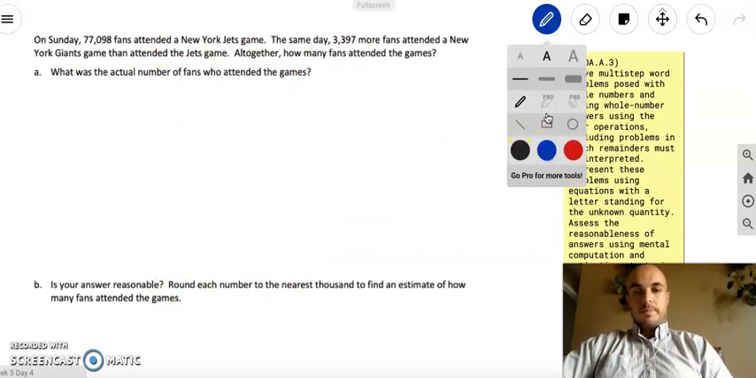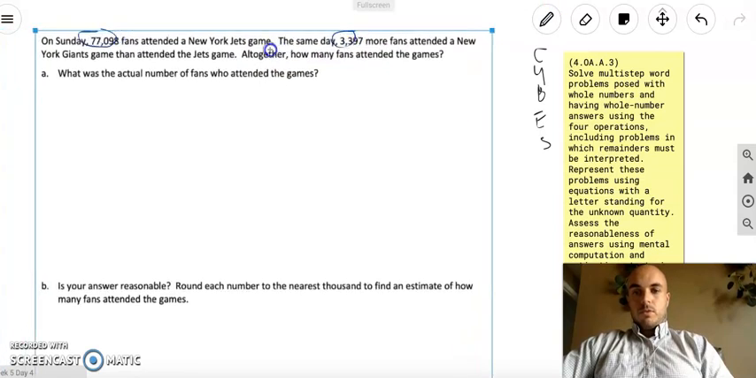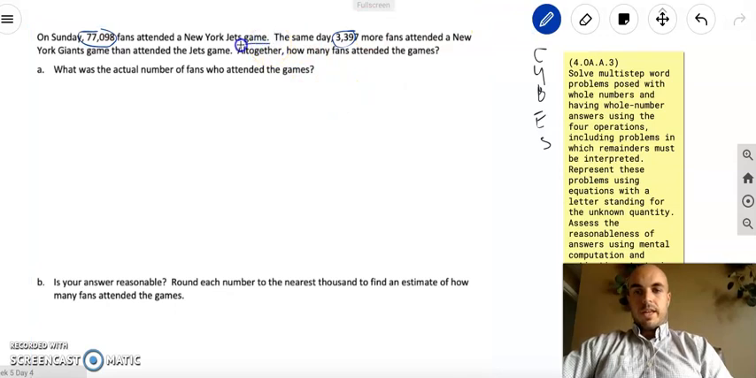So let's cubes this. On Sunday, 77,098 fans attended a New York Jets game. The same day, 3,397 more fans attended a New York Giants game than attended the Jets game. Altogether, how many fans attended the games? So altogether is, sorry, I'm getting ahead of myself there. Let's underline now.